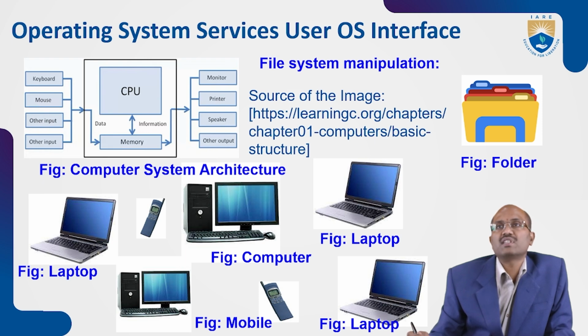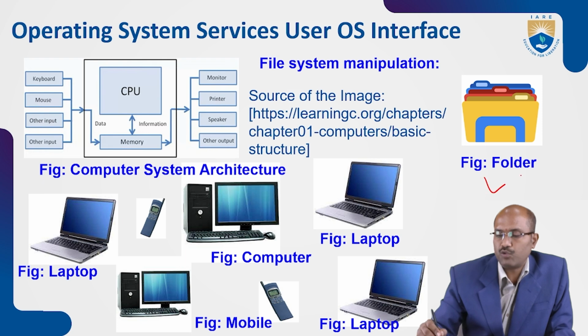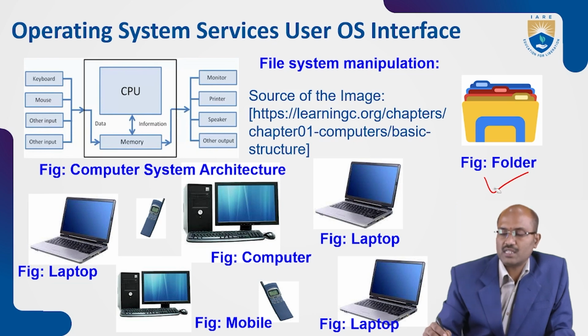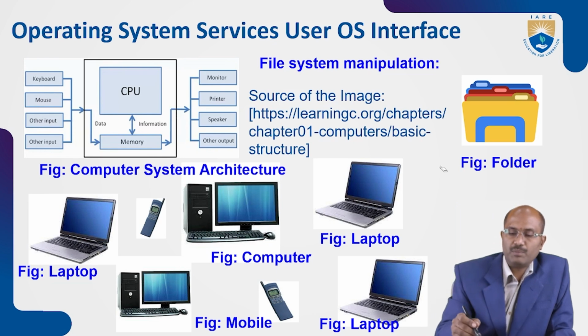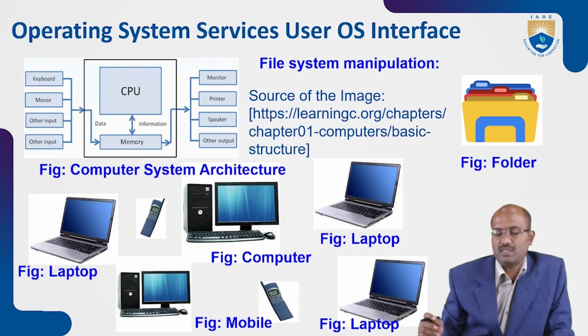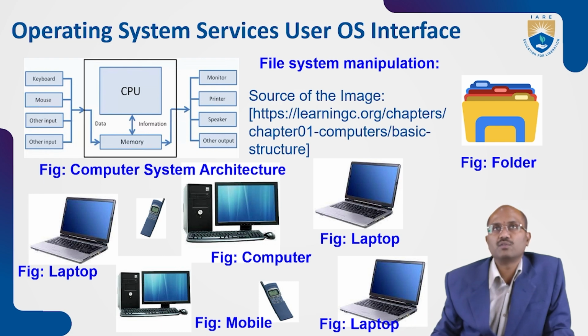But how can the services be performed? By means of information. Here this is a folder, and the information is stored in the folder. These are images I collected from the source as given here. So we discussed the various services of the operating system and how it interacts with the user. That's why operating system services and the user operating system interface are what we're discussing so far.